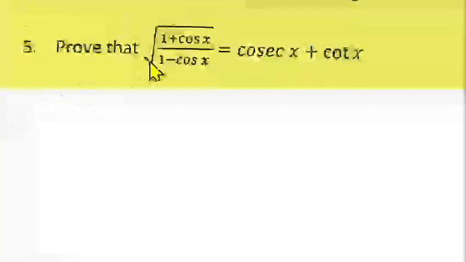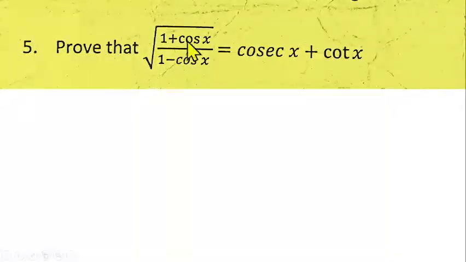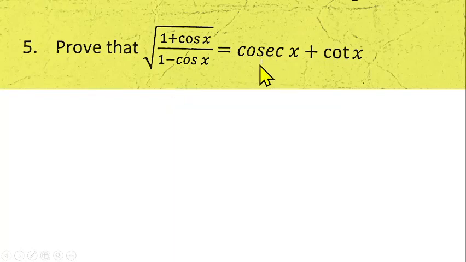Question number 5 is from trigonometric ratio. You have to prove that the square root of 1 plus cos x over 1 minus cos x is equal to cosecant x plus cot x. Now from there, of course, let's simplify the left hand side to get this right hand side.